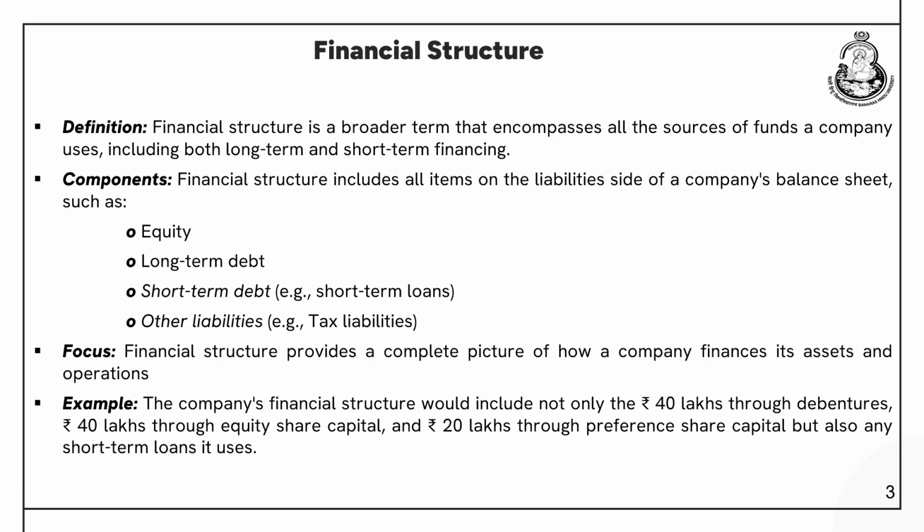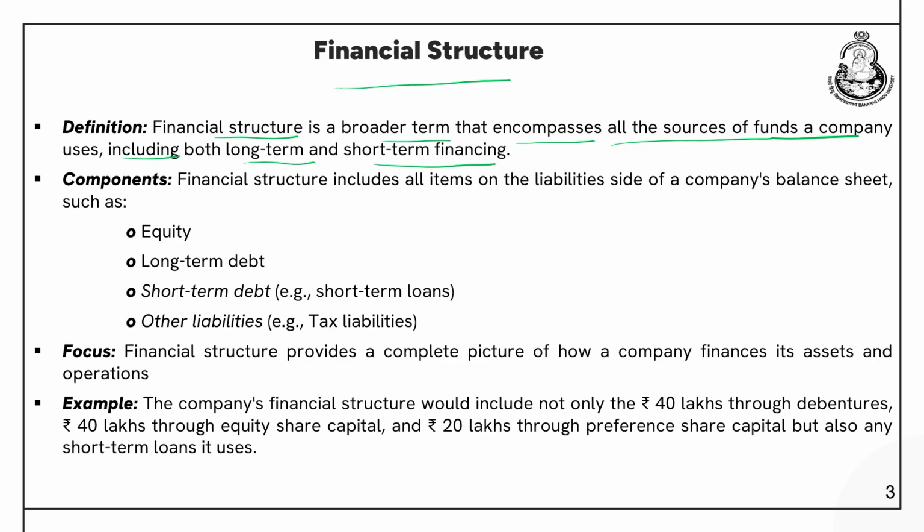So, let us go to the next topic, that is the financial structure. Financial structure is a broader term that encompasses all sources of funds of a company, including long term and short term financing. When we talk about capital structure, we are only emphasizing the long term sources of funds: debentures, bonds, equity, preference shares. But the financial structure is a much broader concept, and it talks about all sources of funds, whether long term or short term sources of financing as well.